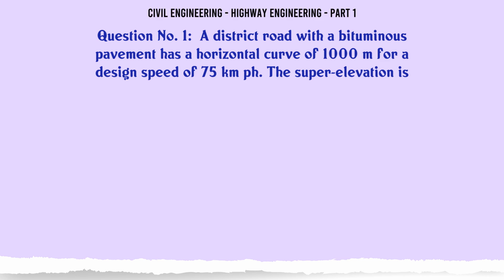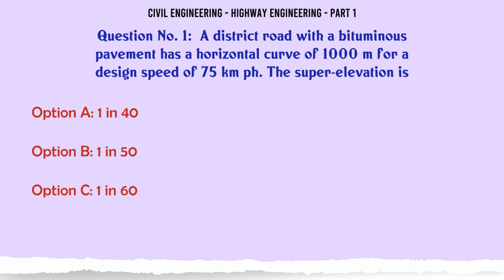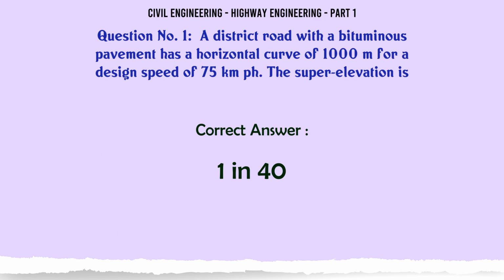A district road with a bituminous pavement has a horizontal curve of 1000 m for a design speed of 75 km/h. The super elevation is A. 1 in 40, B. 1 in 50, C. 1 in 60, D. 1 in 70. The correct answer is 1 in 40.